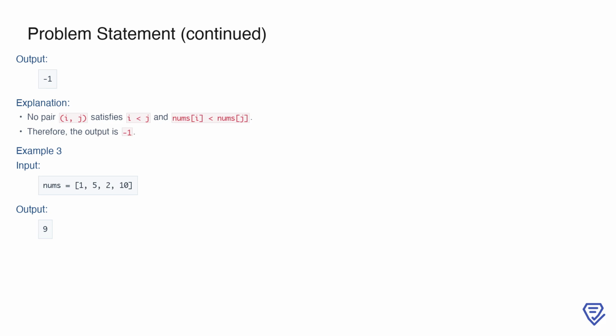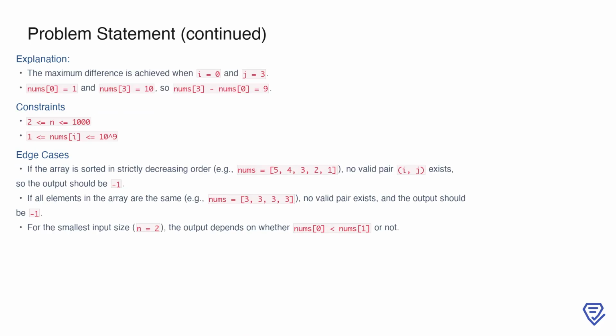Let's now examine a final example to see another possible outcome. In the third example, the input array is nums = [1, 5, 2, 10]. The maximum difference is achieved by selecting i = 0 and j = 3. Here, nums[0] = 1 and nums[3] = 10. When we calculate the difference, nums[3] - nums[0] = 9. This is the largest possible difference that satisfies the conditions i < j and nums[i] < nums[j] for this array. Therefore, the output is 9.